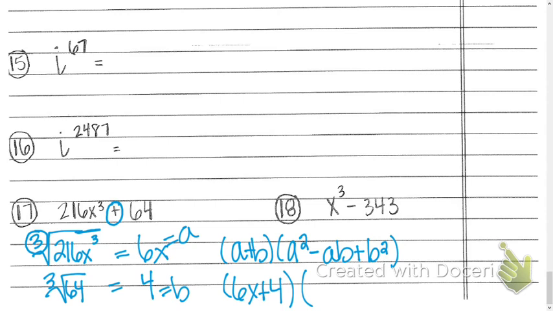So 6 squared is what? 36. You're actually squaring the whole thing. So a 6x times a 6x is 36x squared. And then you have minus A times B, which is 24x, plus a B squared, so 4 squared is 16.